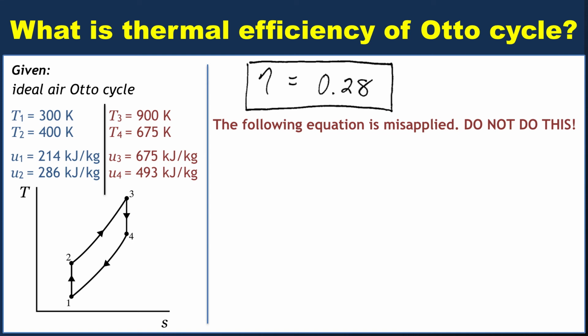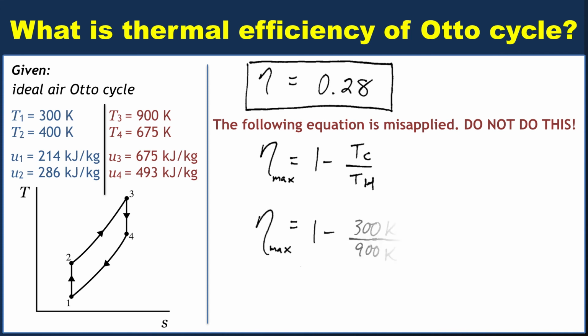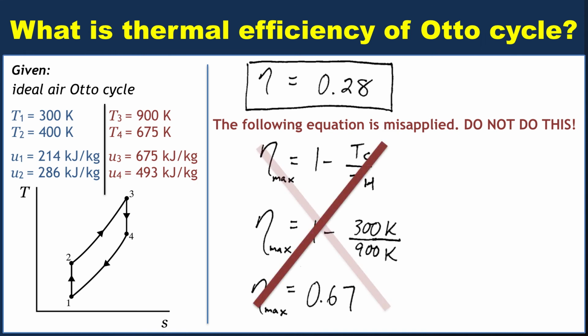So imagine we thought that because this was the Otto cycle, we could just apply eta max equals 1 minus Tc over Th. Now at this point, a student might wonder, well, we have 4 temperatures, how do you choose? And another bad decision would be to just take the coldest temperature as Tc and the hottest as Th. So if you do that, eta max is 1 minus 300 Kelvin over 900 Kelvin. So eta max comes out to be 0.67, not equal to 0.28. Not even close, off by more than a factor of 2. Don't do that. That's not right.